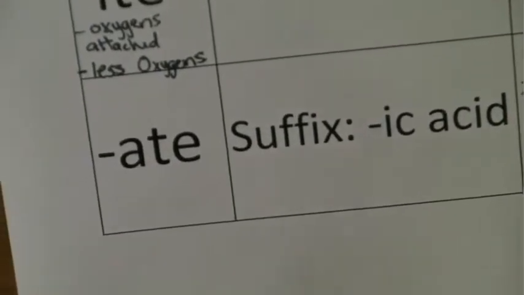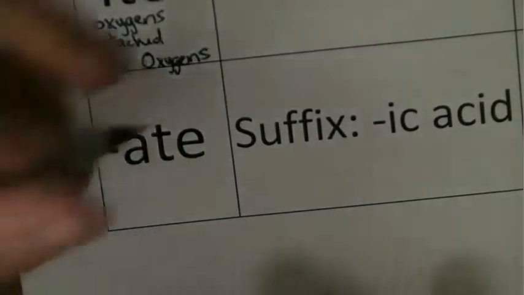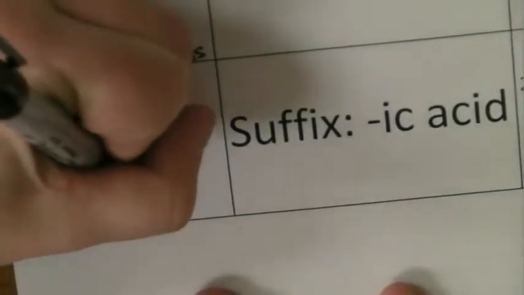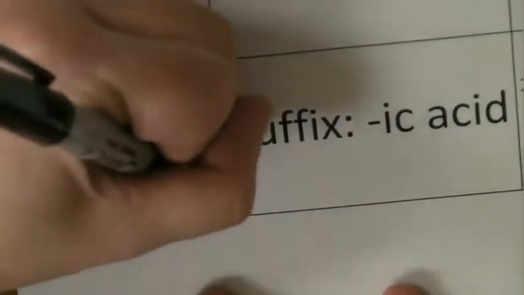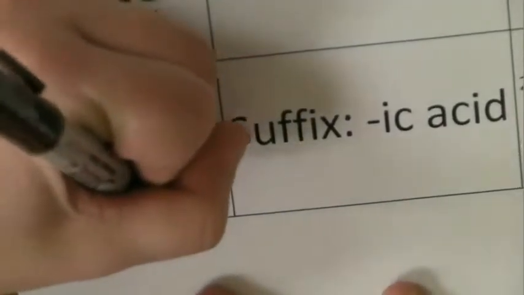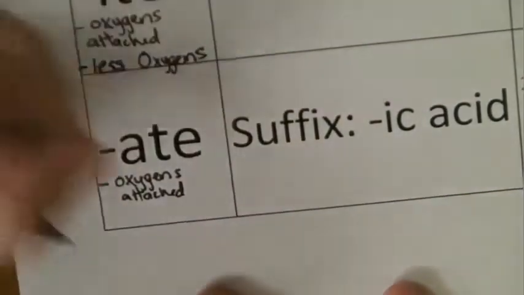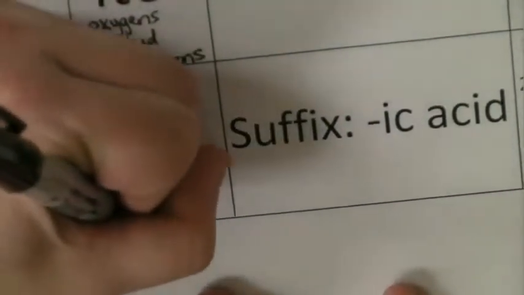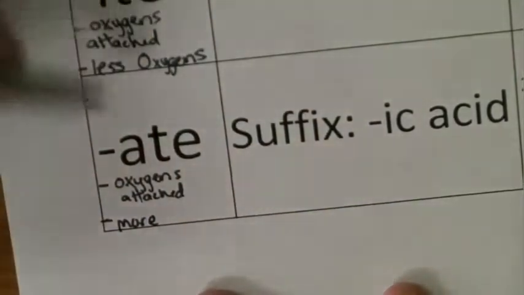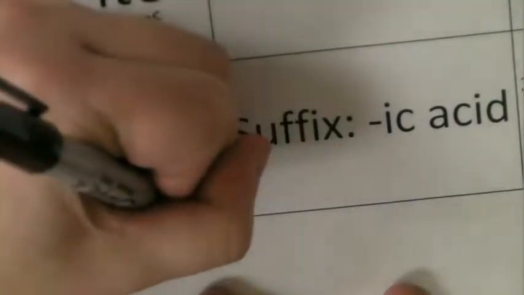Last one. So the only suffix we have left to talk about is ate. We know in ates a couple things. Oxygens are definitely attached, right? So oxygens attached. And the other thing we know about our ate ions is of the two, ite and ate, ate is the one with more oxygens.